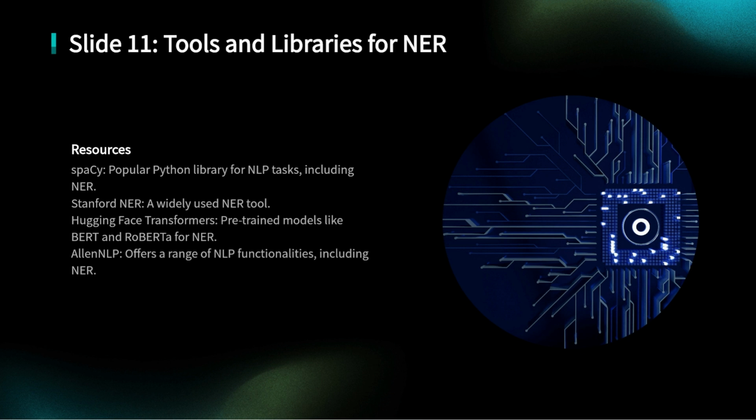Hugging Face Transformers, a collection of pre-trained models, including BERT, RoBERTa, and DistilBERT, which can be fine-tuned for NER tasks. Hugging Face provides an easy-to-use Python API for integrating these models. AllenNLP, a library built on PyTorch, which includes several models for NER, making it a good choice for research and experimentation with deep learning approaches in NLP.